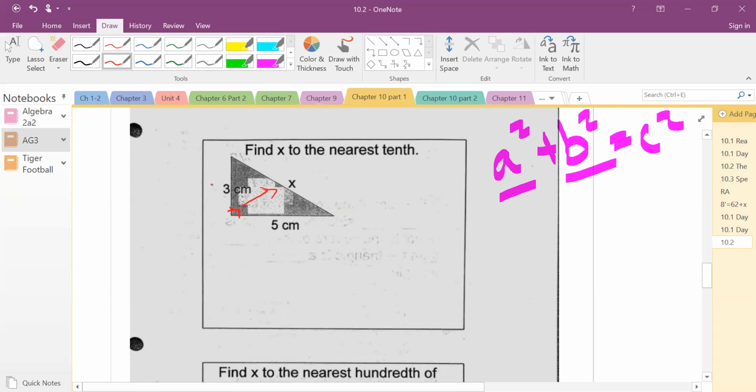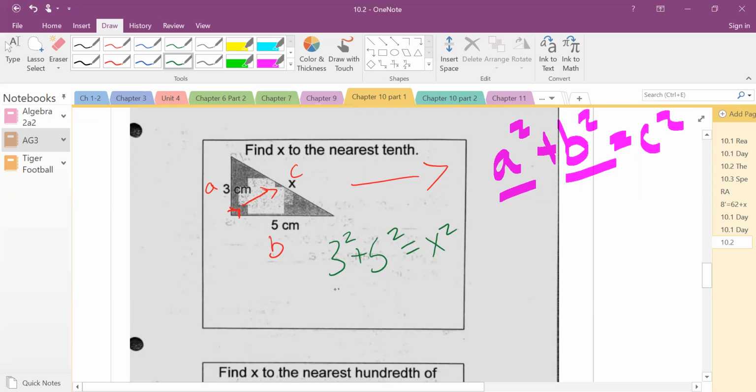Let's pick 3 to be A, 5 to be B, and my C is always my hypotenuse, which will be x. Okay, let's plug it into that equation. So we have 3 squared, my A squared, plus 5 squared equals C squared, or x squared. We can call it x now that we have a name for it.